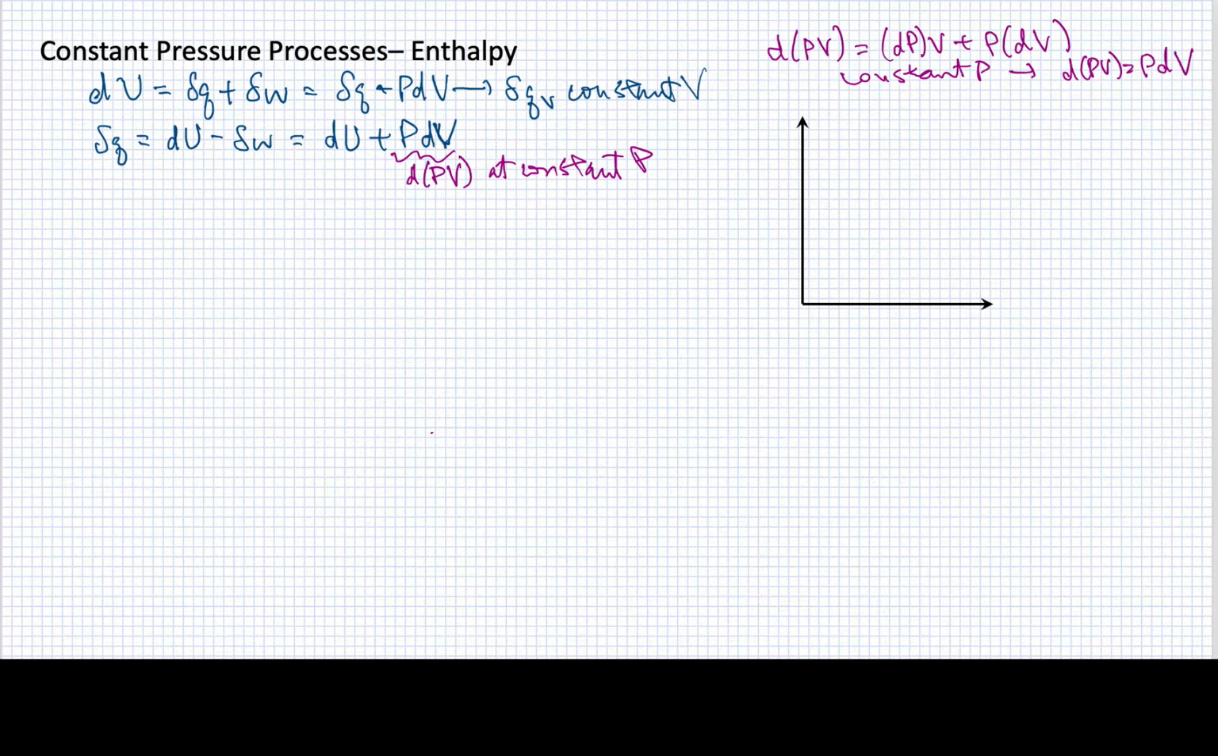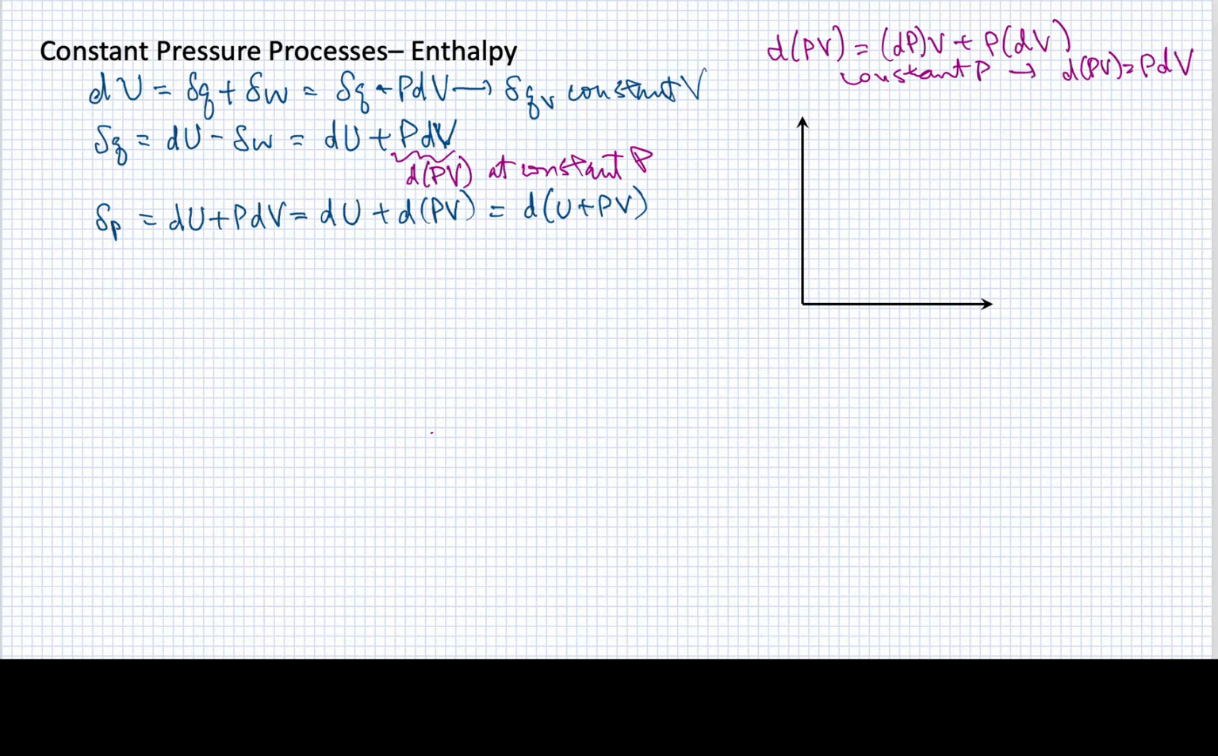So what does that mean? Well, what we can do now is rewrite this expression for the heat, and now this is heat at constant pressure, so I'm going to put a little subscript on it, is equal to dU plus P dV, which in turn is dU plus the differential of the product PV. And now I can combine those and write this simply as the differential of the entire expression U plus PV.